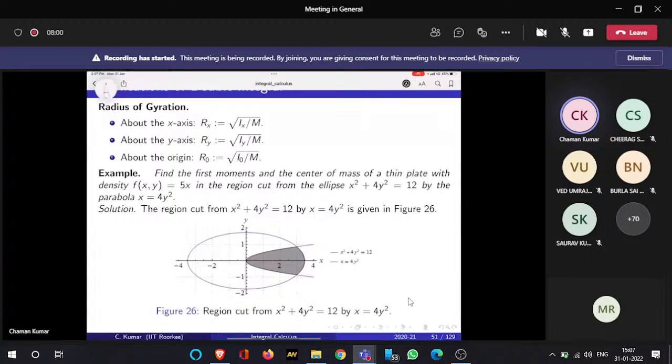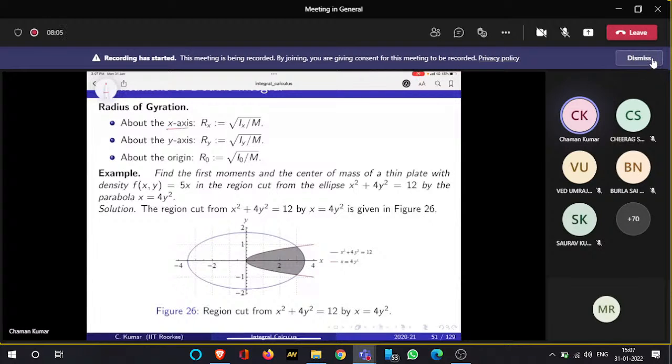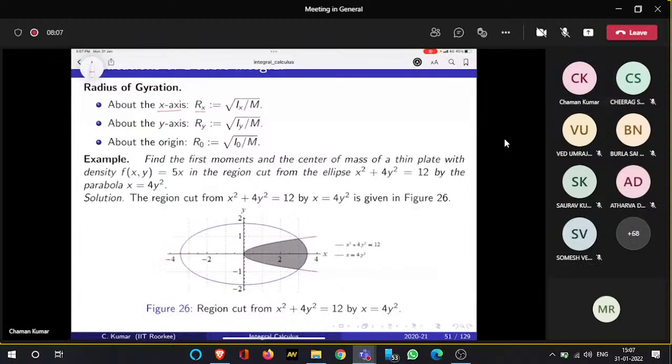And then we have the radius of gyration. The radius of gyration about the x-axis is equal to Rx, which is equal to the square root of Ix divided by M. About the y-axis is denoted by Ry, which is equal to the square root of Iy over M. And about the origin, R naught is equal to the square root of I naught over M.